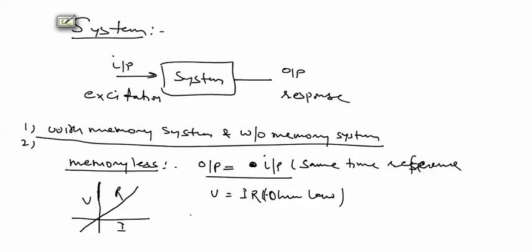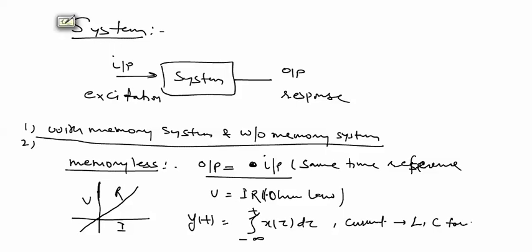Another example, if y(t) is the integration from minus infinity to t of x(tau) d tau, it is a current relation when the circuit has an inductor or capacitor. These two systems are with memory systems, meaning the inductor and capacitor provide memory to the system.